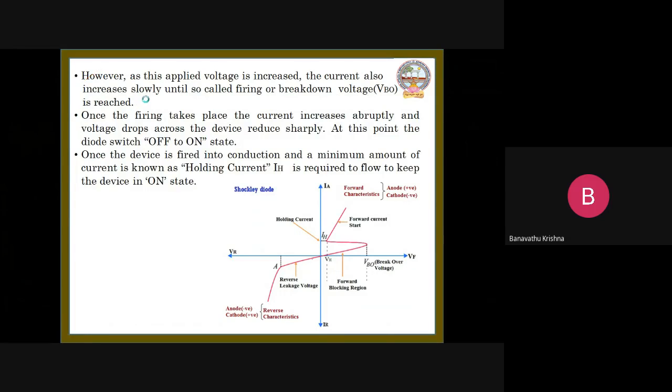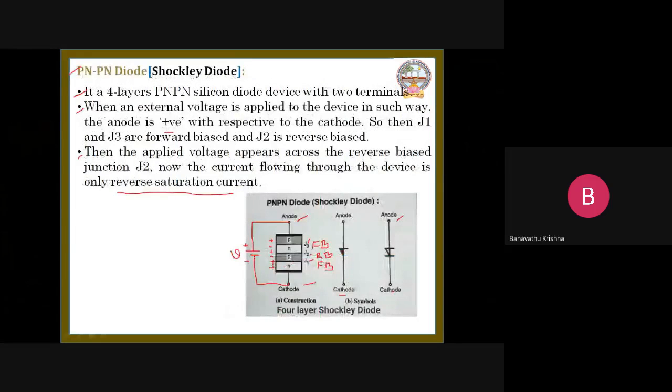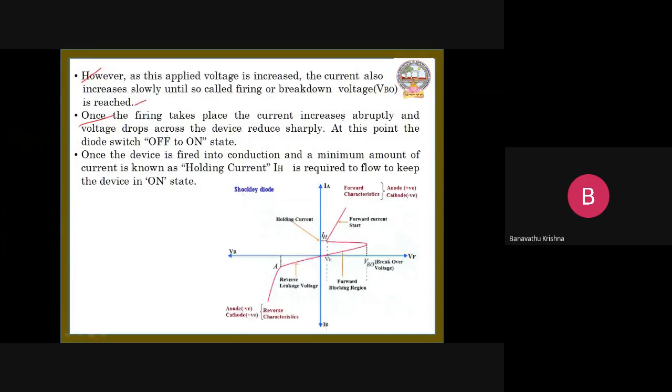So here, by increasing this voltage, the firing takes place across junction J2, or the breakover voltage is reached across the junction. Whatever voltage we are applying will increase. Then only at the junction does firing take place, or it reaches the breakover voltage. Once the firing takes place, the current increases abruptly, and the voltage drop across the device reduces sharply.